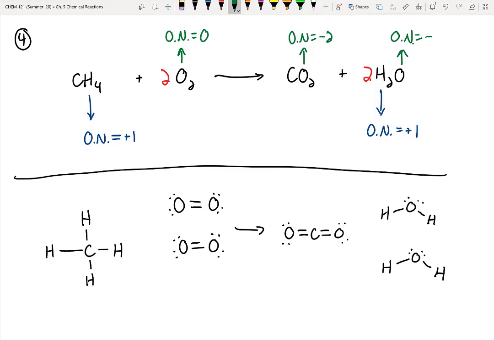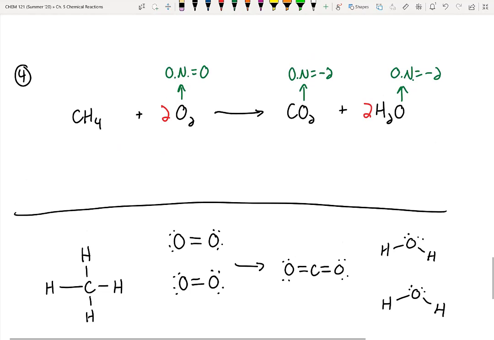-2. -2. Okay. So we skipped carbon, but let's take a look at what we have done. So let's think about hydrogen here and here. Is this doing a redox reaction? Doesn't look like it, right? Because it was +1, +1. Okay. So that's fine.